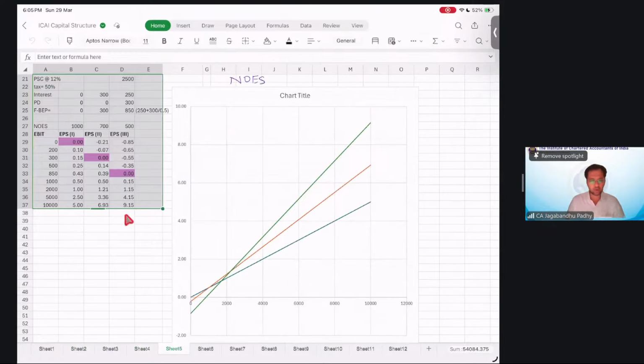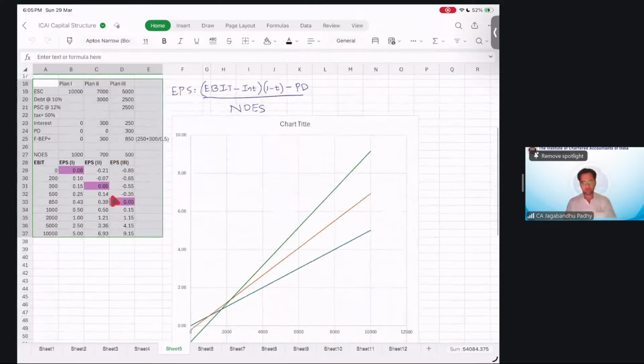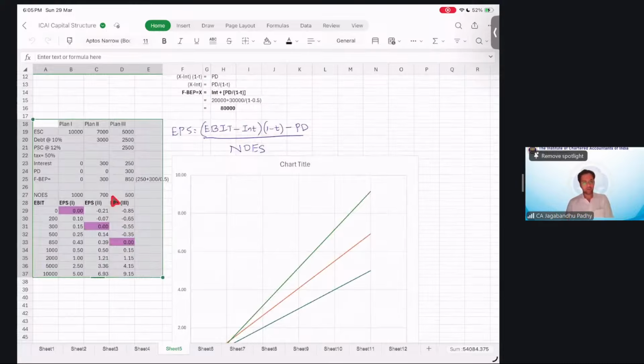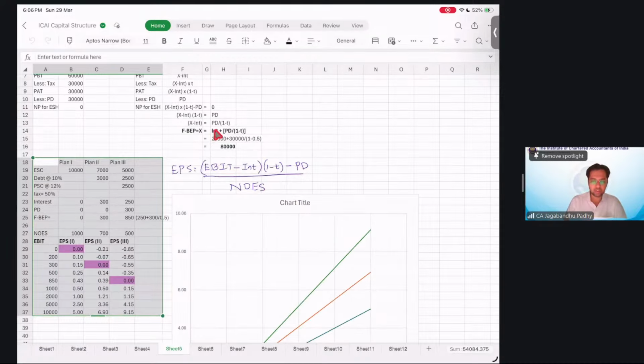Then conceptually, we have the financial break-even point. The financial break-even point is the level of EBIT at which your EPS works out to be zero. For that, we simply have a formula: the financial break-even point is interest plus preference dividend divided by 1 minus T.